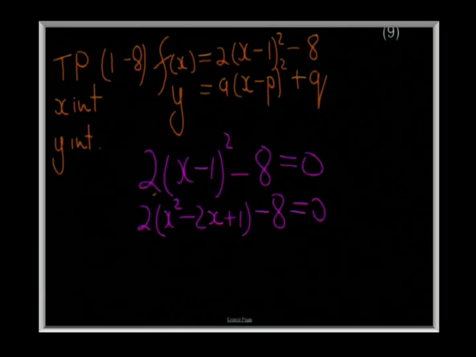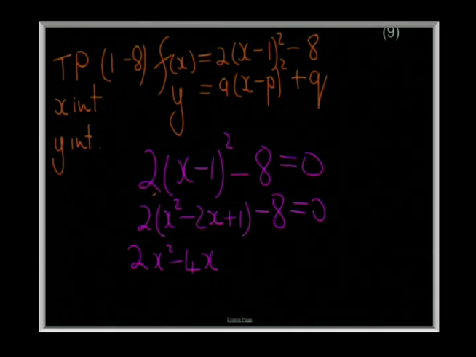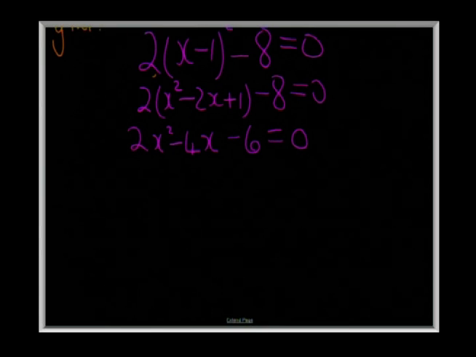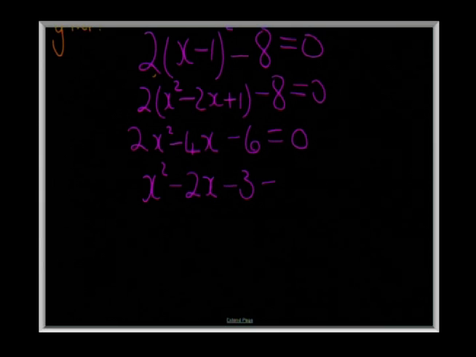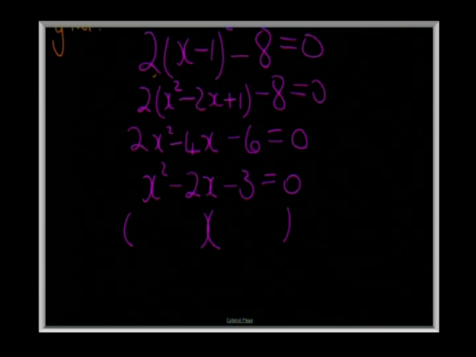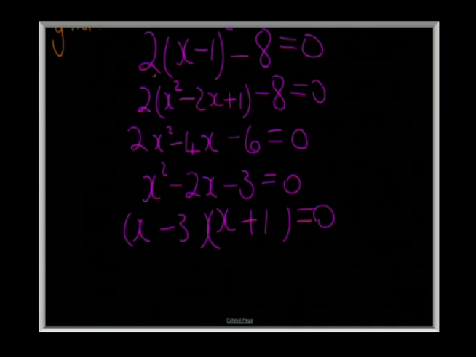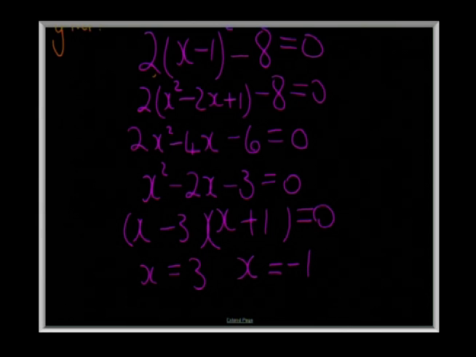And distributing the 2 in 2x squared minus 4x, I'm going to get plus 2, but with the -8, it's going to be -6 equal to 0. So I can make my life a bit simpler by dividing through by 2. x squared minus 2x minus 3 is equal to 0. And let's solve this equation, not much to it. (x minus 3)(x plus 1) equal to 0. So I've got x-intercepts at x equal to 3 and at x equal to negative 1. A good way to check yourself, of course, is that the x value of the turning point has to be exactly halfway between your two x-intercepts. And in this case it is, so no problem there.